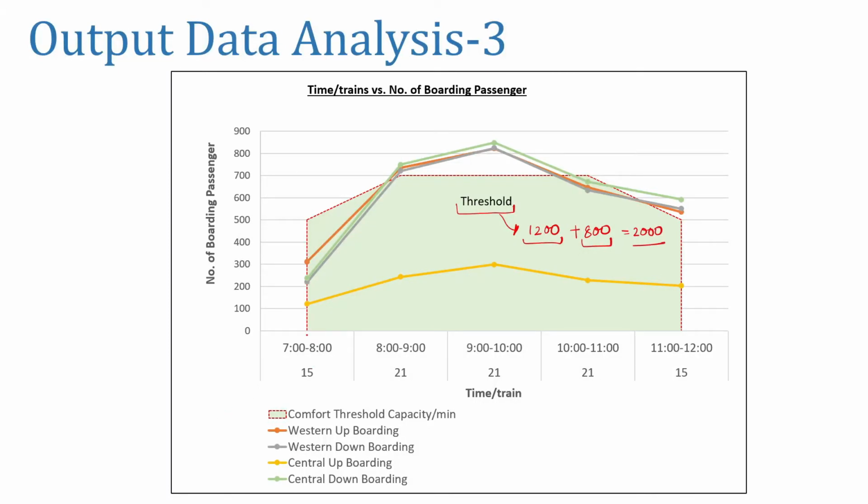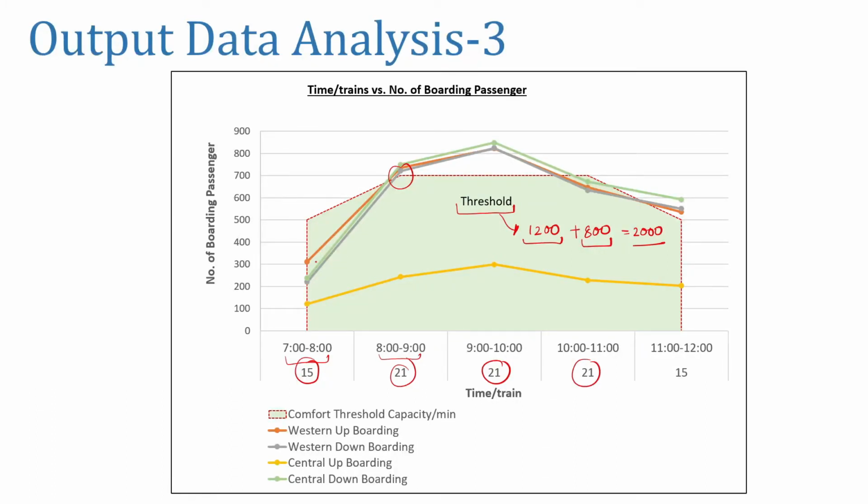Now we found the overall threshold for an hour using the number of trains. Like in 8 to 9, the threshold is a little higher because there are 21 trains. So for 8 to 9, 9 to 10, 10 to 11, in every session the number of trains is 21, and then the threshold decreases. So how is this threshold giving us some insights?